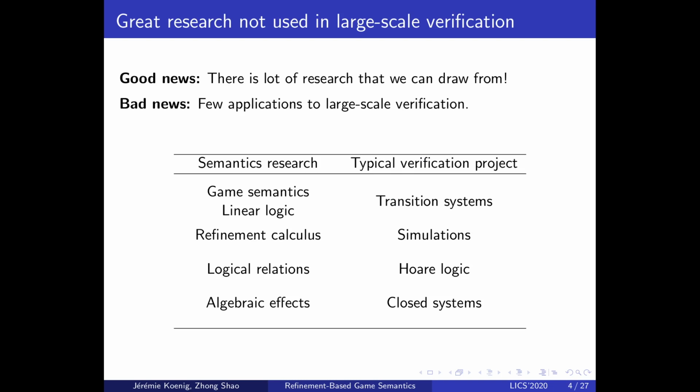Fortunately, there's a lot of interesting research that we can draw from. For example, game semantics can model the behavior of systems in very general and compositional ways. And the refinement calculus can express a broad range of specifications and support stepwise refinement. Yet, if you look at a typical verification project, you'll find that they use fairly old-school technology. So there's a question of why these new ideas haven't been adopted in that context.